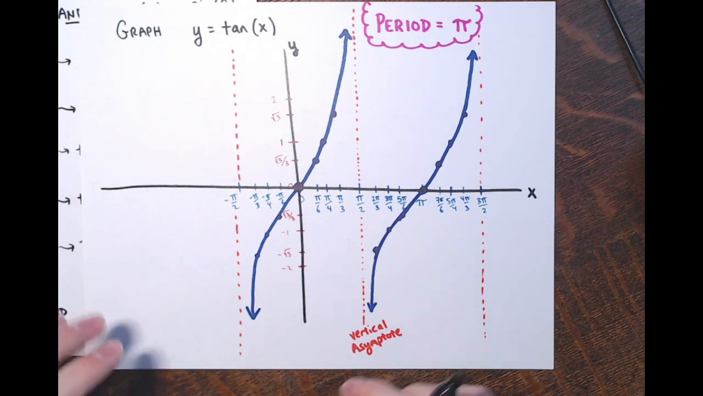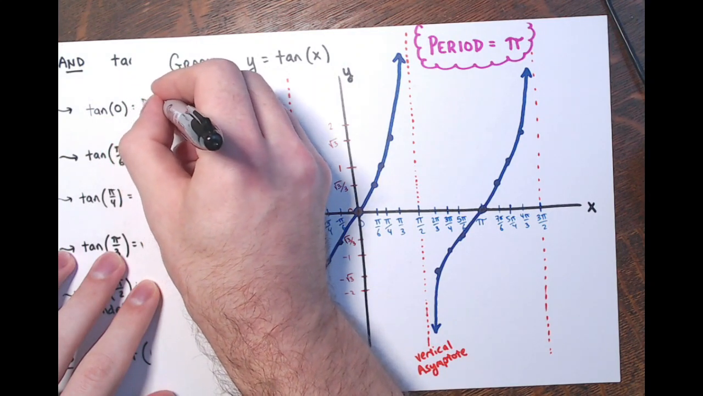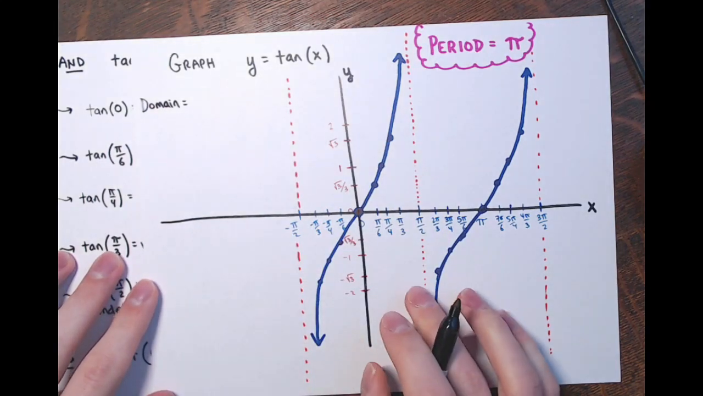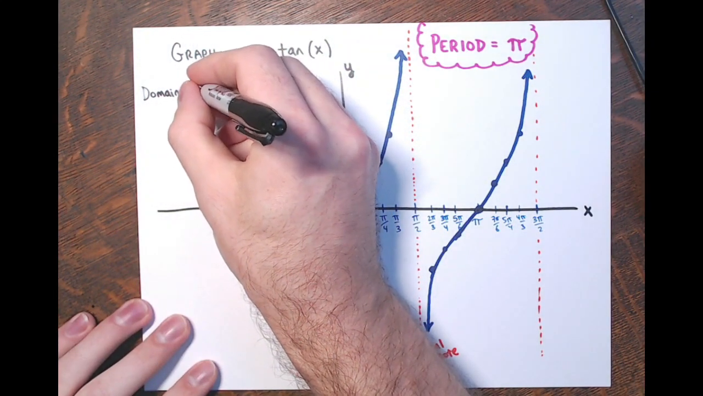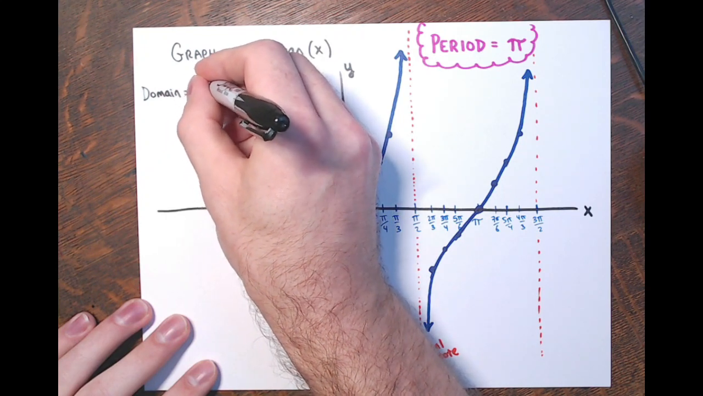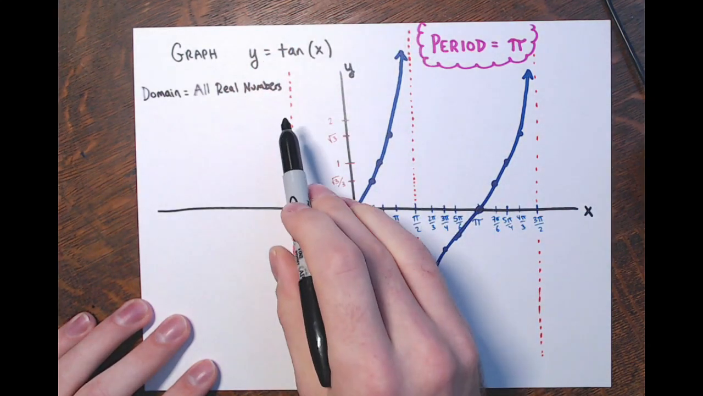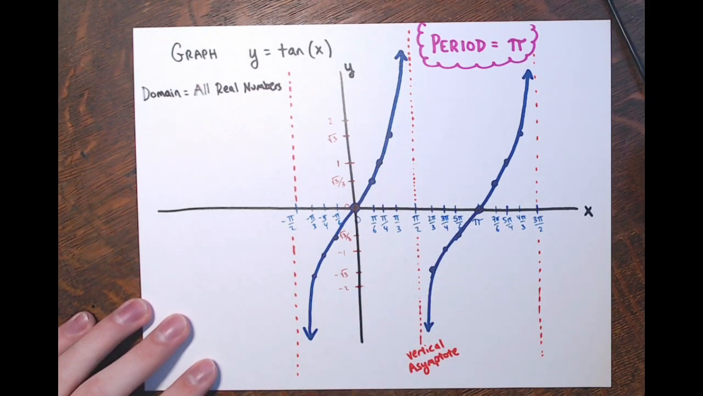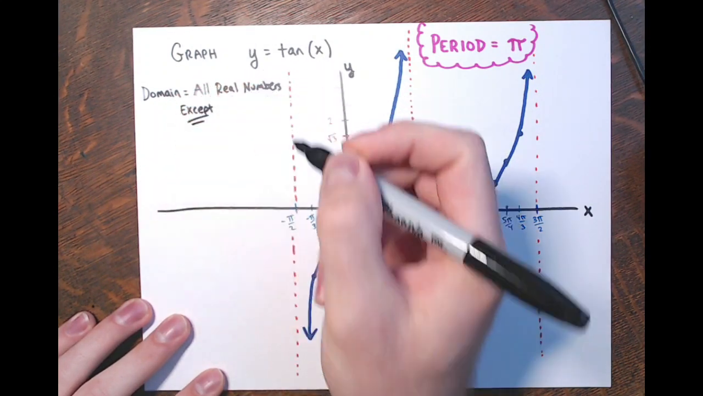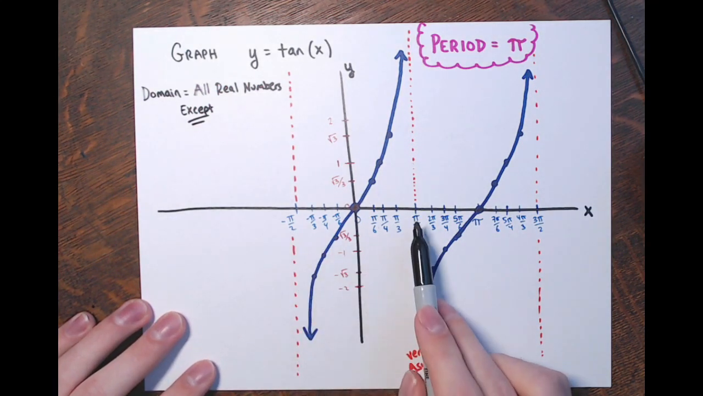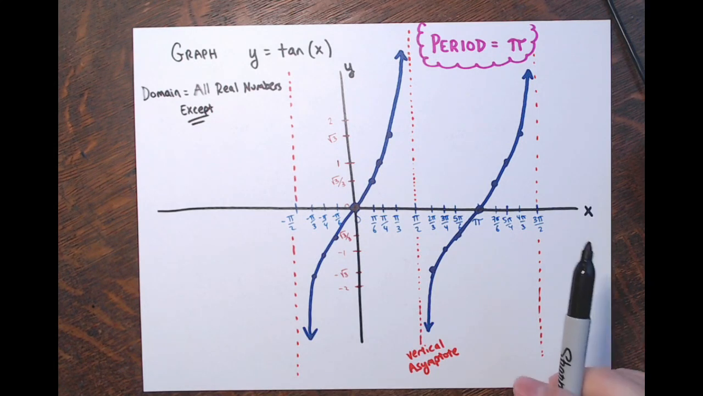Now, off to the side here, I'll put some nice things you should know. The domain of y equals the tangent of x is all real numbers except certain ones. There are some values, as you can see, that make the tangent undefined. So I can take the tangent of any angle except negative 1 pi over 2, 1 pi over 2, 3 pi over 2, 5 pi over 2, 7 pi over 2, 9 pi over 2.